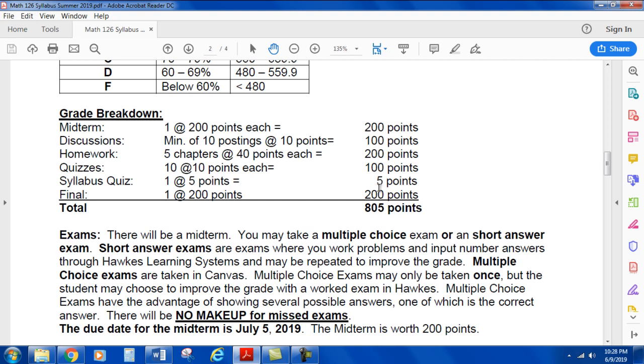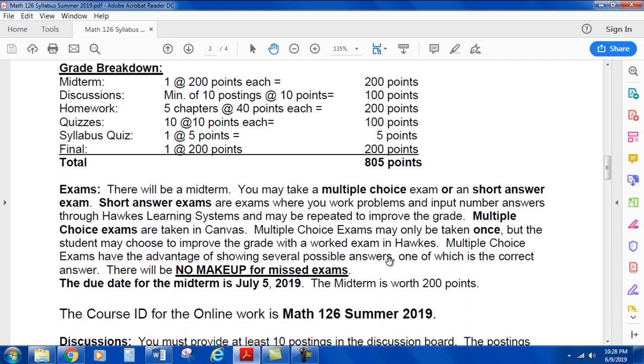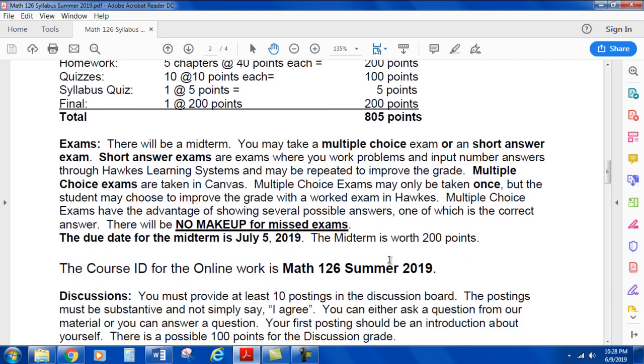So this syllabus quiz thing, I talk about it down below. That's a new thing that we do to check your attendance the first week. Exams, there'll be a midterm. You may take a multiple choice one that's in Canvas or a short answer one that's in Hawkes. So short answer exams are exams where you work problems and input number answers through Hawkes Learning System and may be repeated to improve the grade.